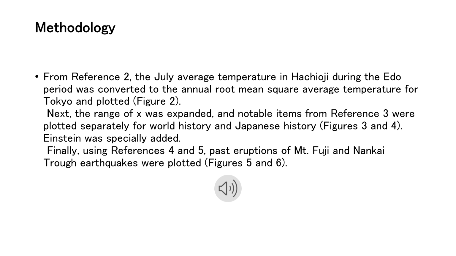Methodology. From reference 2, the July average temperature in Hakkyoji during the Edo period was converted to the annual root mean square average temperature for Tokyo and plotted, figure 2. Next, the range of X was expanded, and notable items from reference 3 were plotted separately for world history and Japanese history, figures 3 and 4. Einstein was specially added. Finally, using references 4 and 5, past eruptions of Mount Fuji and Nankai Trough earthquakes were plotted, figures 5 and 6.